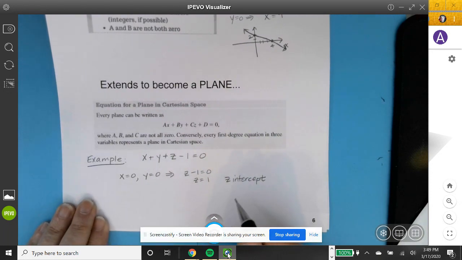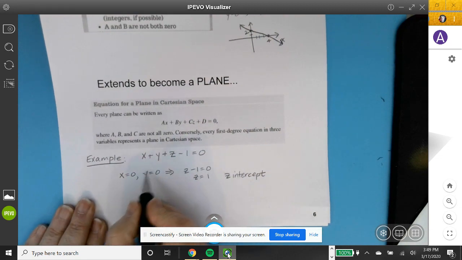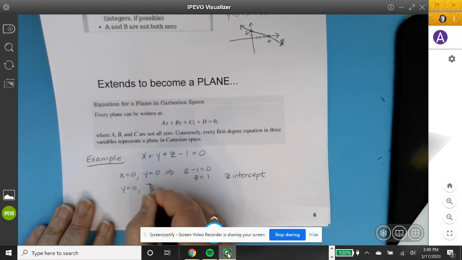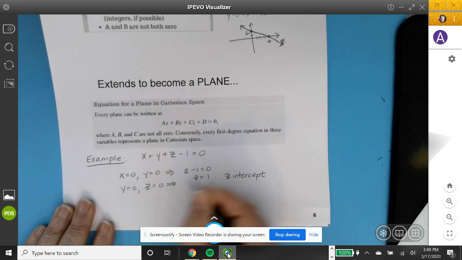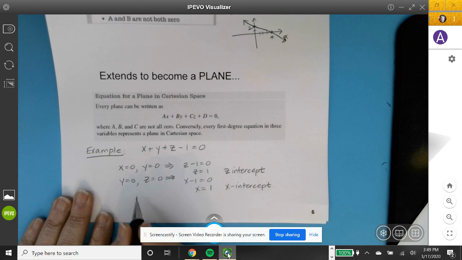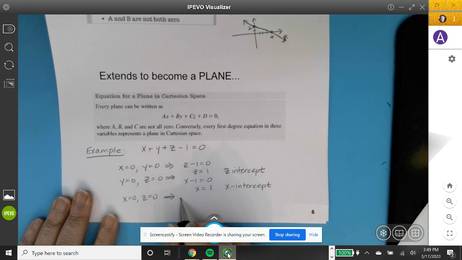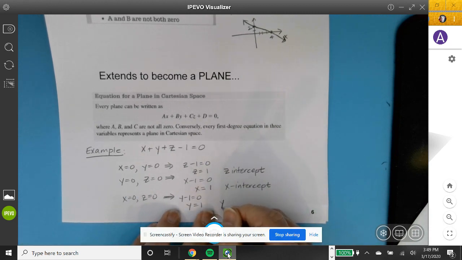To find the intercepts on a plane, you have to let two of the coordinates equal 0. So let's let y equal 0 and z equal 0. Well, x minus 1 equals 0, which is x equals 1, that's the x-intercept. And then how would I find the y-intercept? I'm going to let x equal 0 and z equal 0, and then my equation is y minus 1 equals 0, or y equals 1.